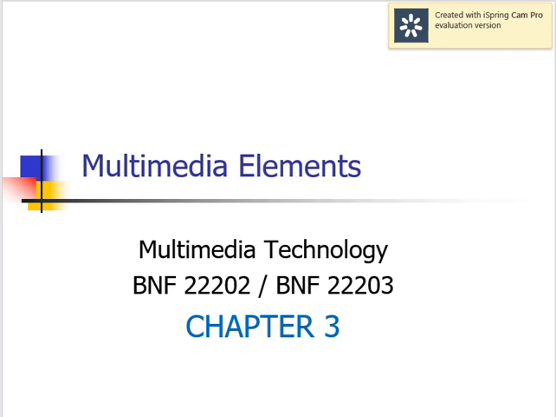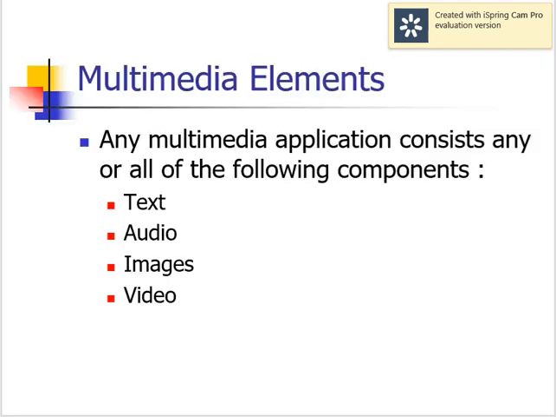So today we're going to discuss chapter 3, multimedia elements. There are 4 multimedia elements that I will be discussing in this chapter. First is text, second audio, third image, and fourth is the video.